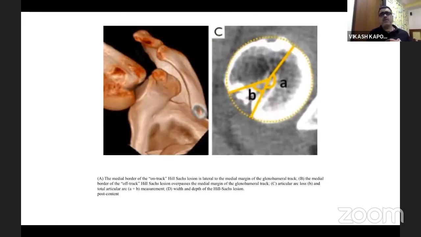This is an important thing which we need to calculate. Here we can see the arc of loss of the humeral head in a Hill-Sachs lesion. If it is less than 20 degrees, you really don't need to address the Hill-Sachs lesion. But if it is more than 20 to 40 degrees, you need to do something to fill up that defect, so that posteriorly also it is addressed when you address the anterior instability of the shoulder.